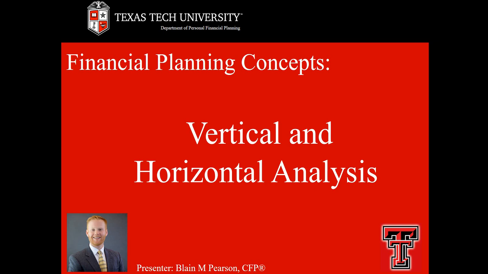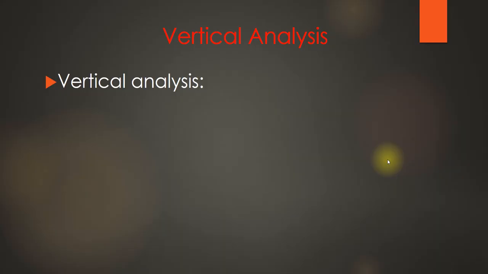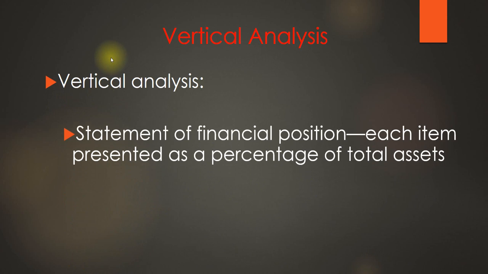In this video, we're going to look at vertical and horizontal analysis of financial statements. Let's first begin with vertical analysis. Now, vertical analysis is simply a fancy term used to describe how items are presented on a financial statement. So, for example, in the case of a statement of financial position, each item would be presented as a percentage of the total assets. So instead of having a dollar amount assigned, we'll have a percentage amount.